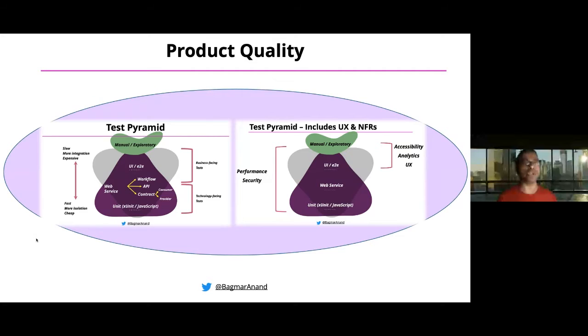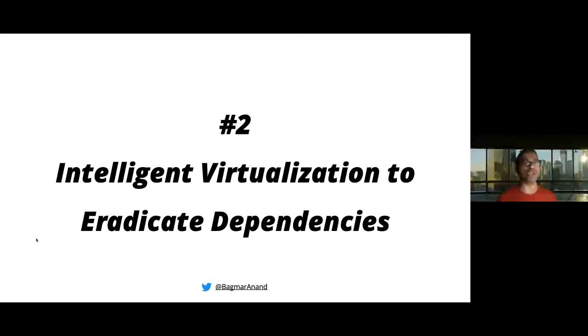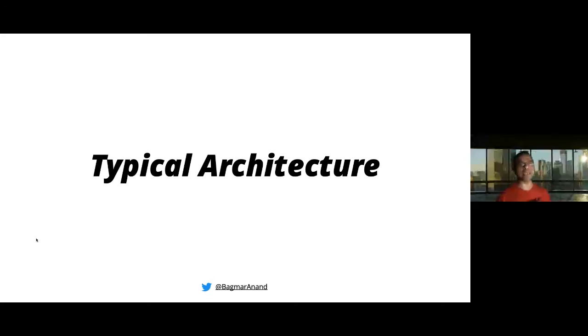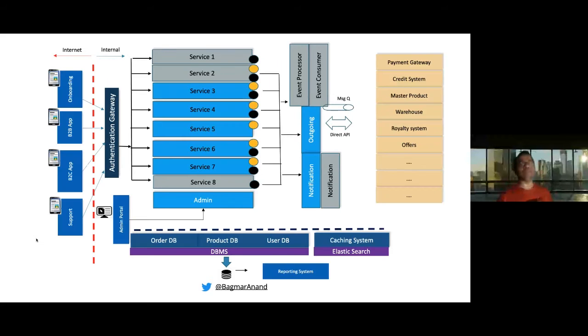Let's move on to the second one, which is a more actionable item than a concept, right? To use intelligent virtualization to eradicate dependencies. So again, if you remember our typical architecture of a system that we have, and let's take a use case for what type of test you would want to be writing over here.